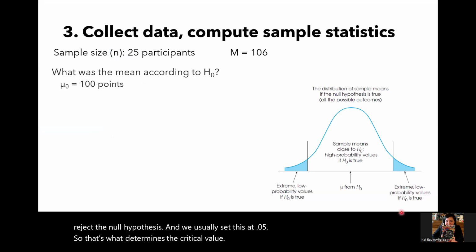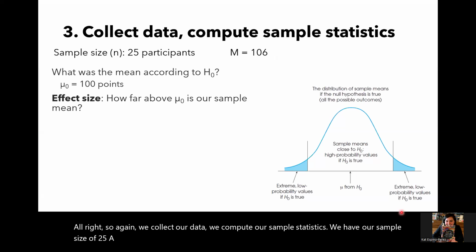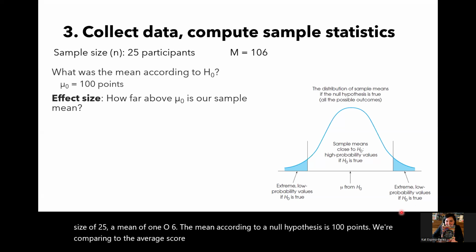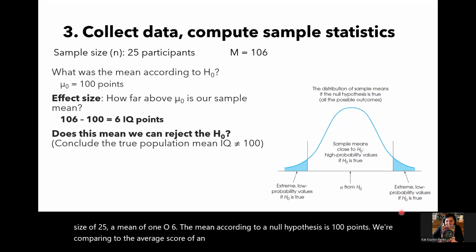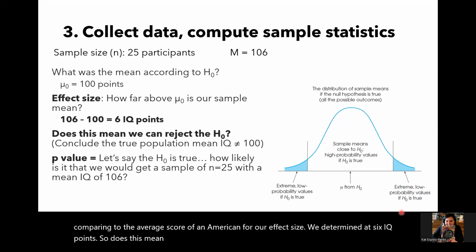All right, so again, we collect our data, we compute our sample statistics. We have our sample size of 25, a mean of 106. The mean, according to our null hypothesis, was 100 points. We're comparing to the average score of an American. For our effect size, we determined it's 6 IQ points. So does this mean that we can reject the null hypothesis?